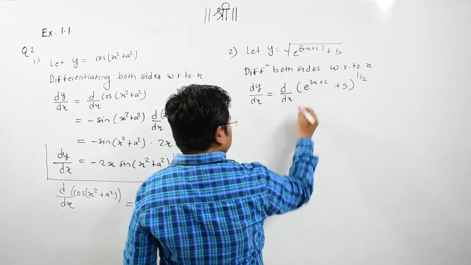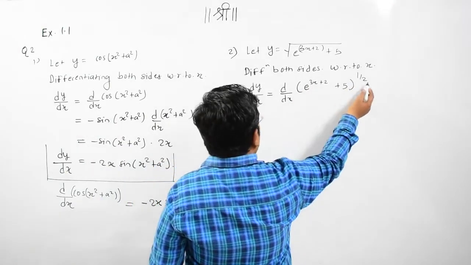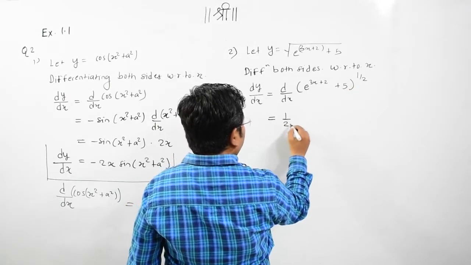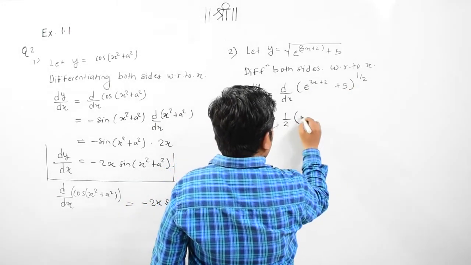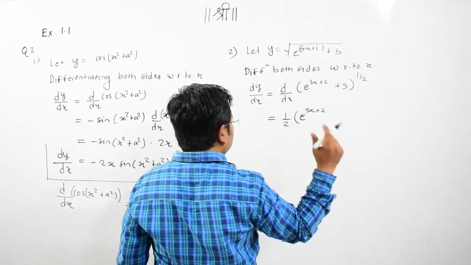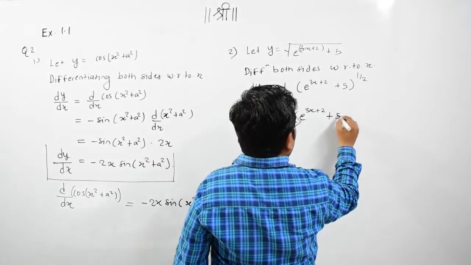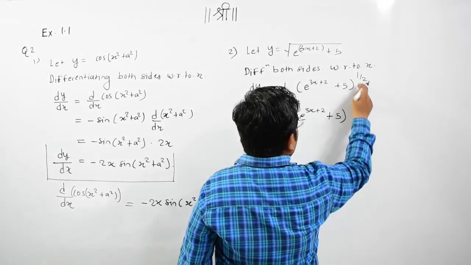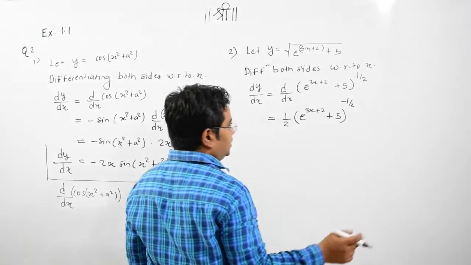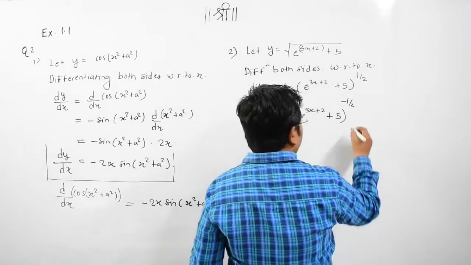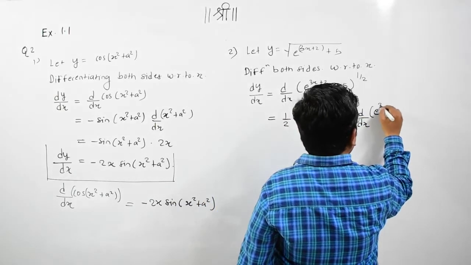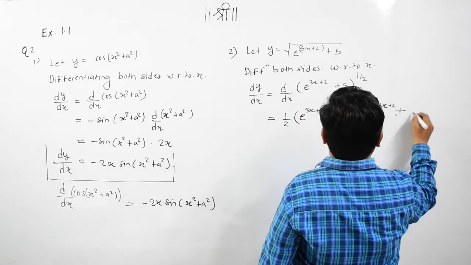This is the easy step where we can see that this power is nothing but 1 by 2. So we can take that as n, and that will be 1 by 2 into f of x, e raised to 3x plus 2, look at this properly, plus 5. Again the power will be 1 by 2 minus 1, which will be minus 1 by 2, dot d upon dx of e raised to 3x plus 2, plus 5.